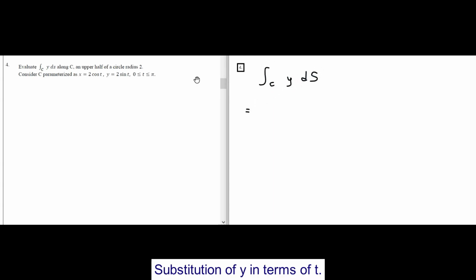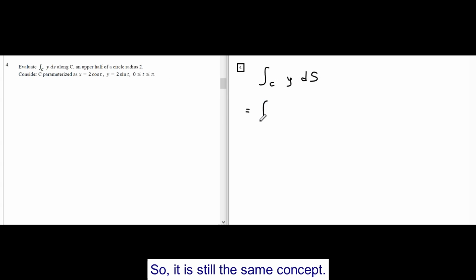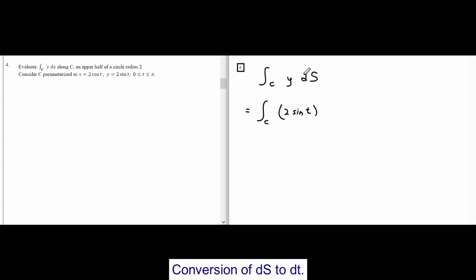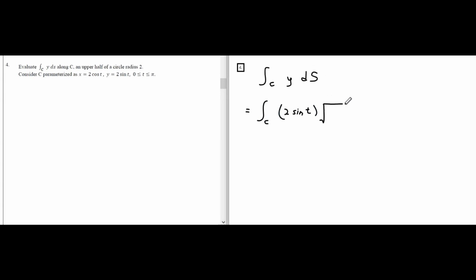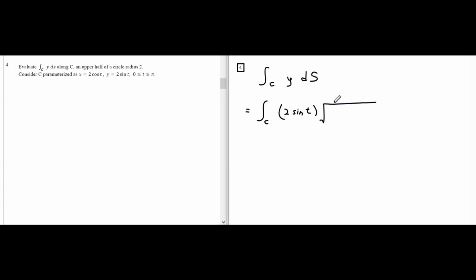Substitution of y in terms of t. Similar to previous questions 1 to 3, it is still the same concept. Conversion of ds to dt: the square root of x prime squared plus y prime squared, using the formula of line integral.